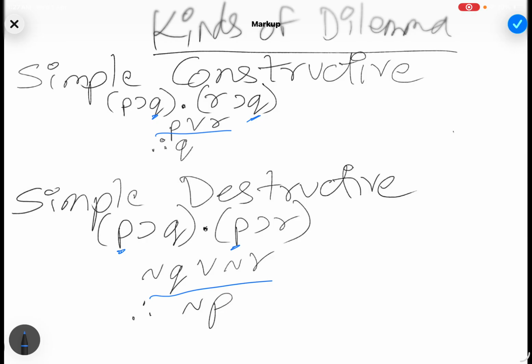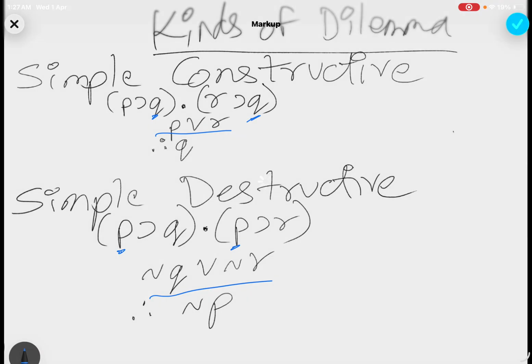complex destructive. What happens in the conclusion? In simple constructive, whatever was the same there, just that will be the conclusion. And in simple destructive, the negation of whatever was the same is in the conclusion. So these are the standard formats of dilemma.